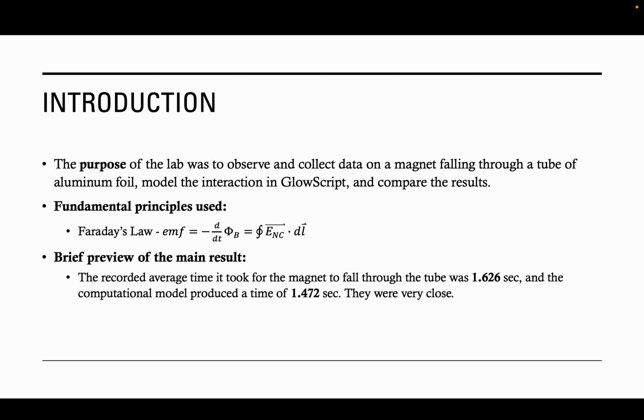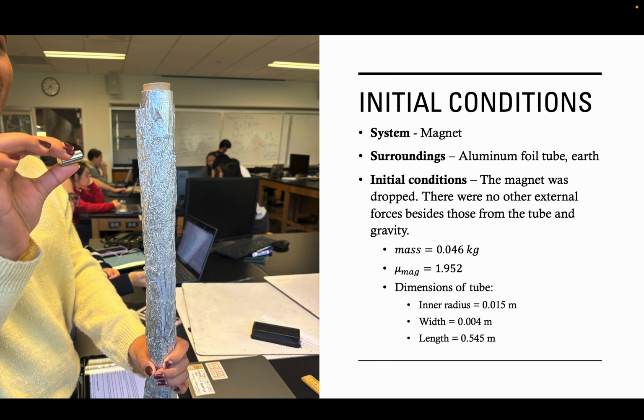A brief preview of the result that we got: after recording different trials of dropping the magnet through the tube, we got an average fall time of 1.626 seconds, and after creating our computational model in GlowScript, that calculated 1.472 seconds. They were very close.